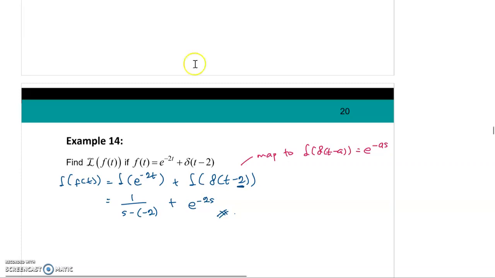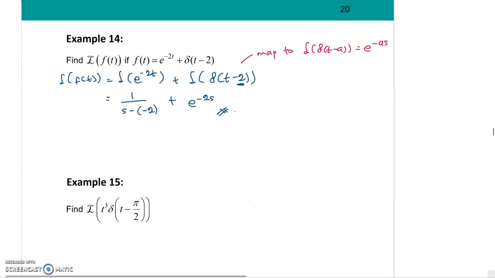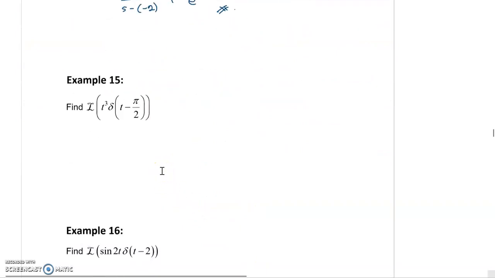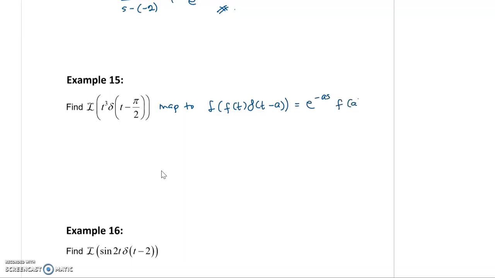Okay, and then for example 15, find the Laplace transform of t cubed times the Dirac delta function. Okay, so this one now needs to be mapped to the second function that we have in our table that is related to the Dirac delta function. So it is mapped to Laplace of ft times Dirac delta t minus a, which is exponent negative as fa.